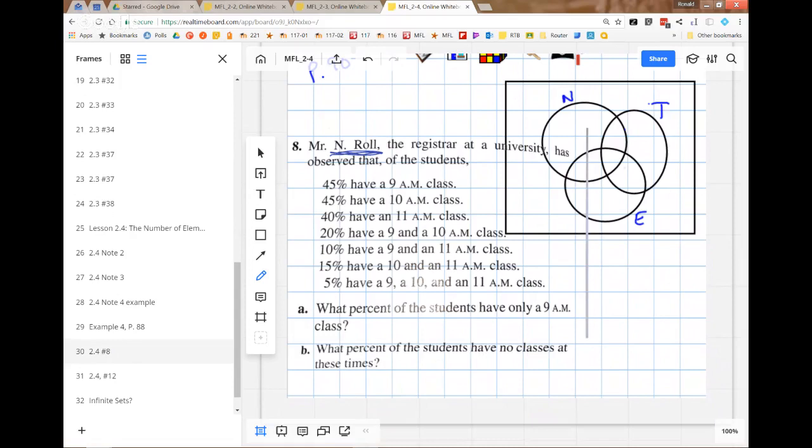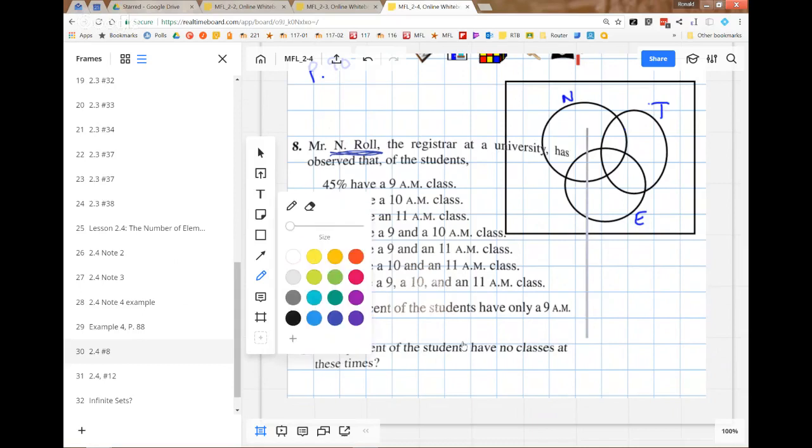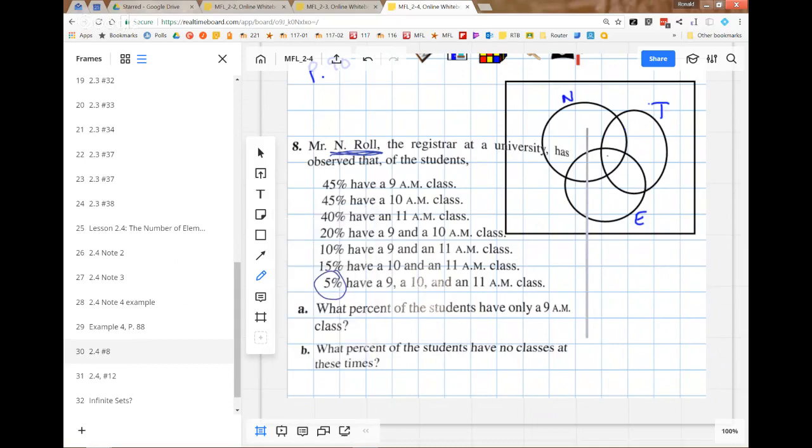Okay. So we need to begin where all of them overlap, right? So here's where we want to look first. 5% have a 9, a 10, and an 11 a.m. class. So 5%, let me change to my red here. 5% goes in there.